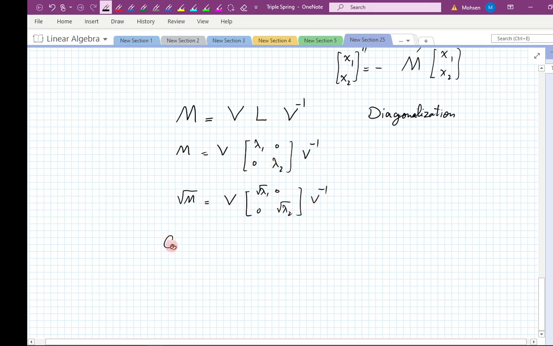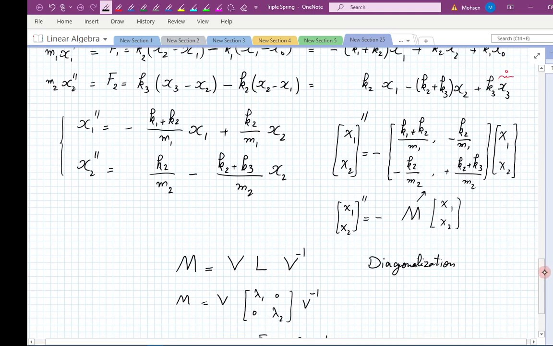What if I want to have cosine of radical Mt? What do I do there? We just do that. Whatever you want to do, you do it to your eigenvalue. So it's going to be cosine of radical lambda 1 t, and then cosine of radical lambda 2 t. As simple as that. Well, as simple, provided that you came along for the ride for the whole semester.